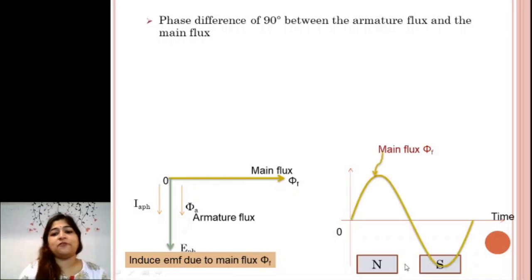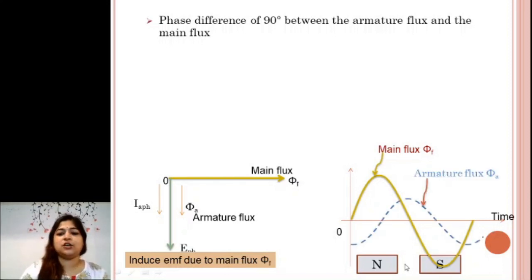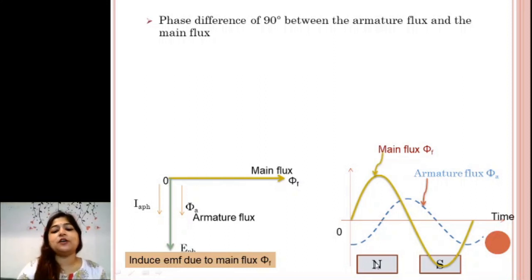So let's draw the main flux. This is the sinusoidal main flux. And because we know that armature flux is lagging main flux by 90 degrees, I'll draw armature flux lagging main flux by 90 degrees. My next observation is that in front of the north pole, on the left half of the north pole, main flux and armature flux are opposing each other. If this is positive, this is negative, right?